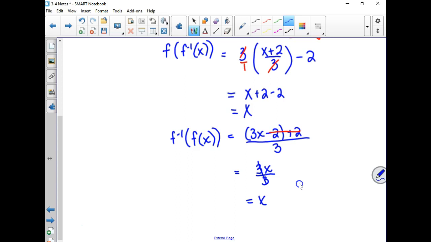We can't cancel those 3's while we still have plus or minus signs in the numerator. So we would do the 2's first. So negative 2, positive 2 is 0. So since both of these equal x, yes, these are inverses.